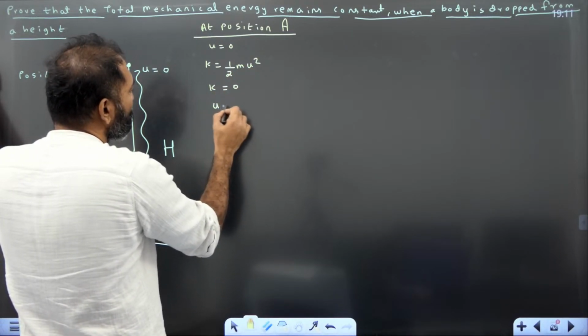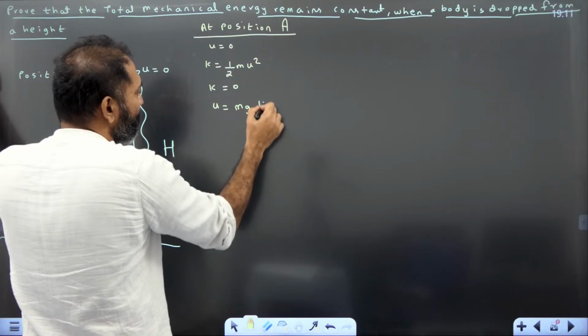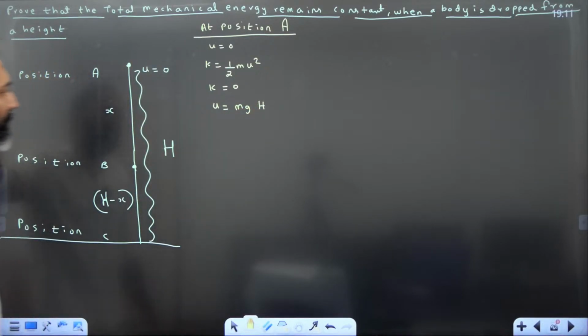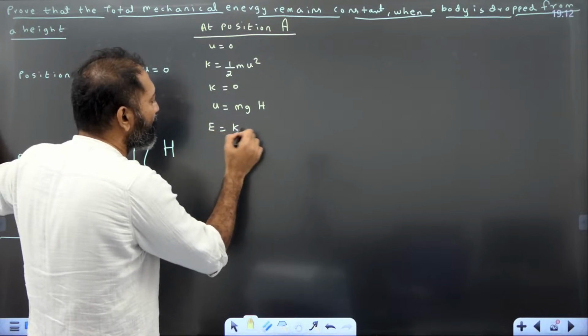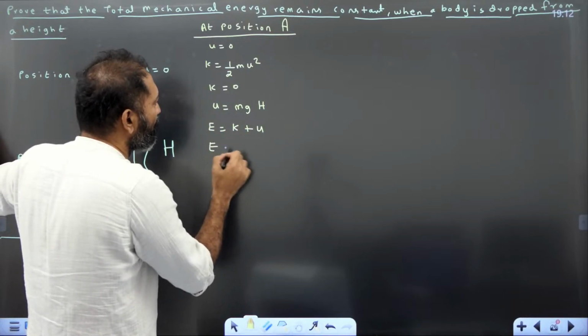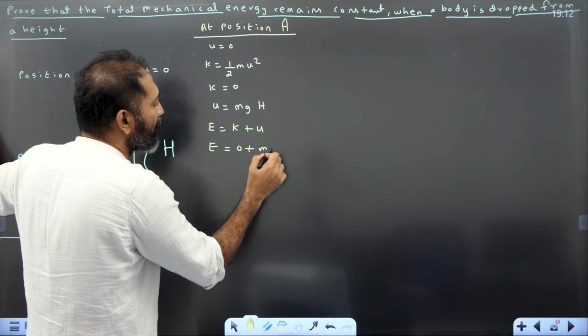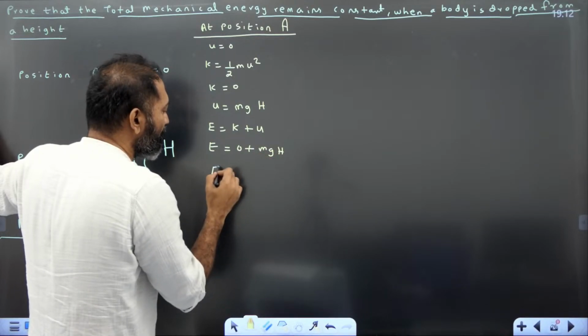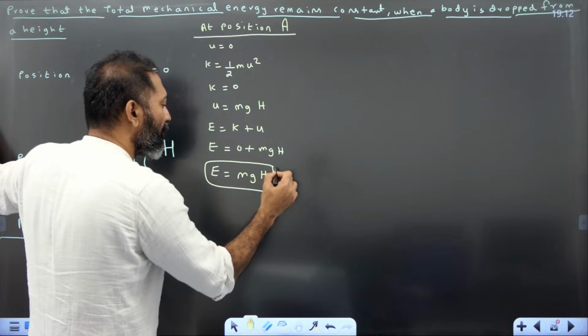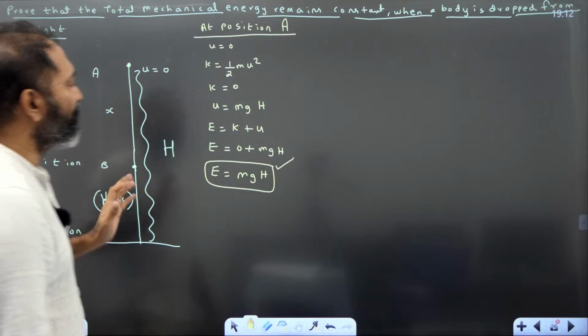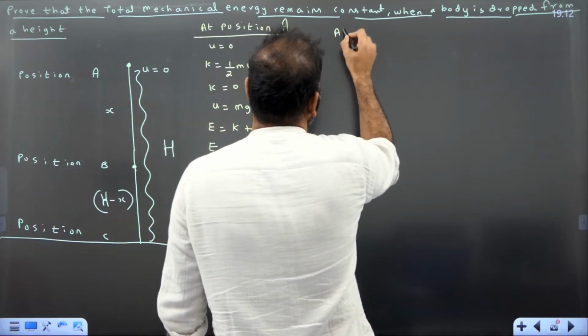But what is potential energy? mgh, because it is at a height h. So what is total mechanical energy? E is equal to kinetic energy plus potential energy. So E is equal to 0 plus mgh. So total mechanical energy is equal to mgh, the total mechanical energy at position A. At position B.